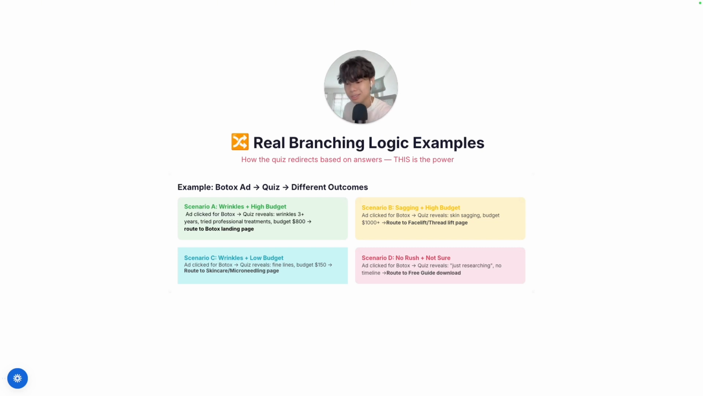Scenario D is basically the unqualified people, right? They click the ad, and it reveals that they're just looking around. There's no timeline for when they want to solve this, and how long they set it for, what type of problems they have even. Then that will funnel them and route them to a free guide for them to download, or a YouTube channel for a specific YouTube video to educate them for specific problems. Okay, so that is the entire example.